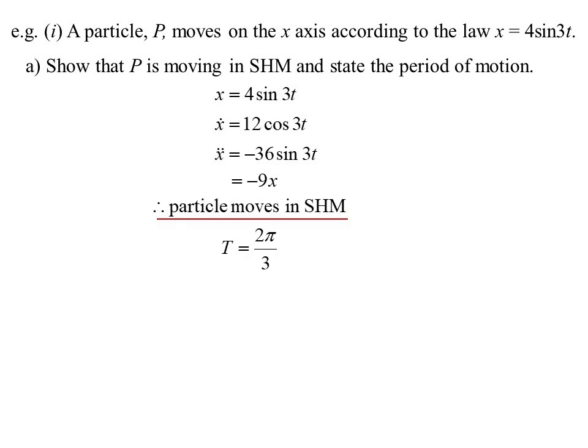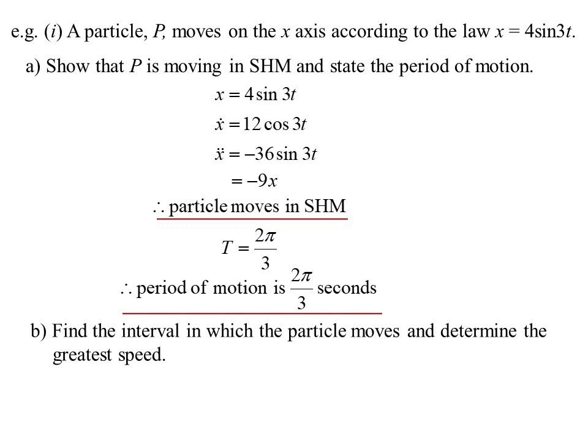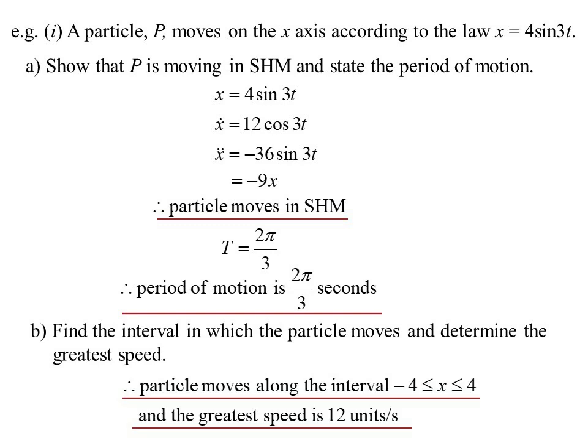It asks us to work out the period, so 2 pi on 3 is the period, but of course we're talking about seconds in our problem. Find the interval in which the particle moves. This is why I say I don't need that formula v squared equals n squared and so on, because I know about trig. You told me it's this trig function, and I know that trig function goes between 4 and minus 4. And greatest speed: there's the velocity equation, it's a cosine, and the biggest that's ever going to be is 12. I can just read it from the trig functions.